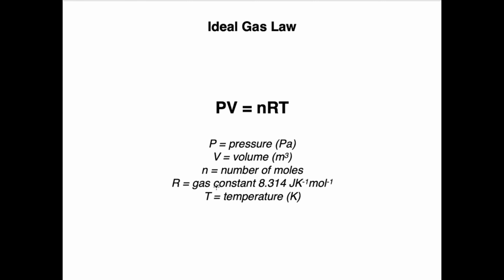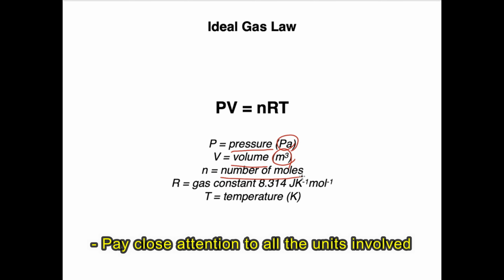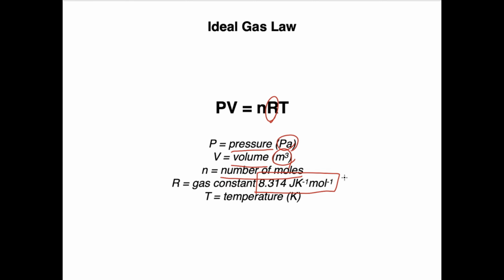Lastly, the ideal gas law states that PV is equal to nRT, where P is pressure in Pascal, V is volume in meter cube, n is the number of moles, R, this is important, is the gas constant, and this is the value, it's a constant, 8.314 joules per Kelvin mole. And T is temperature in Kelvin. Kelvin is the same as Celsius plus 273. You can convert Celsius into Kelvin by using this equation.